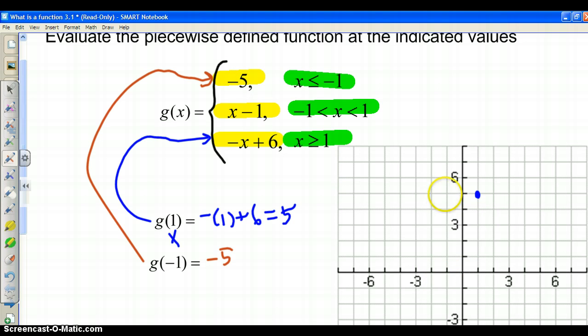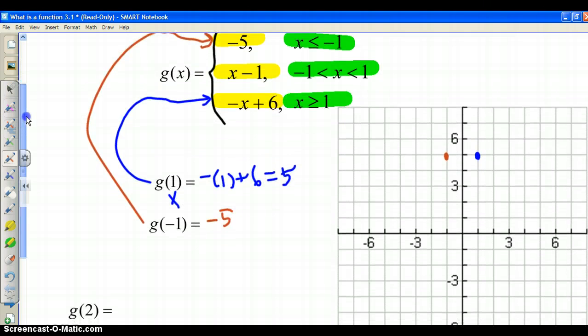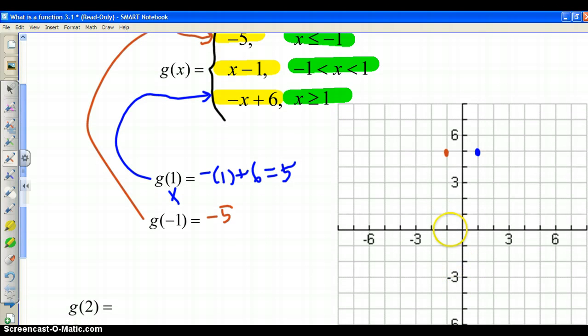So negative 1, 5 is right up here. I'm sorry. That's negative 5 there. Let's go ahead and fix that. Put it down. So negative 1, negative 5 is right here. There we go. I'll go ahead and erase this one. Get that from negative 1 comma negative 5 there.